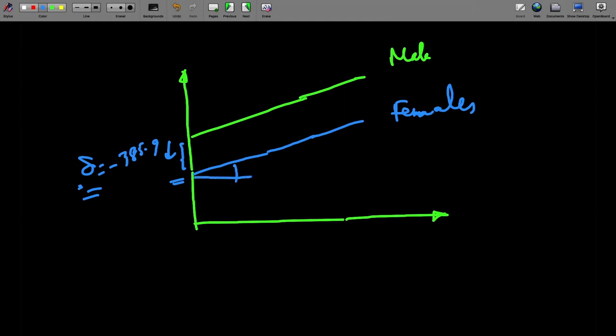So, the slopes of these two lines are going to be the same, because they are parallel. Now, what does that really mean? It means that the impact of education and experience square, is the same for males and females. But if we run a regression equation separately for males and females, will we get the same result? So, let us see that.